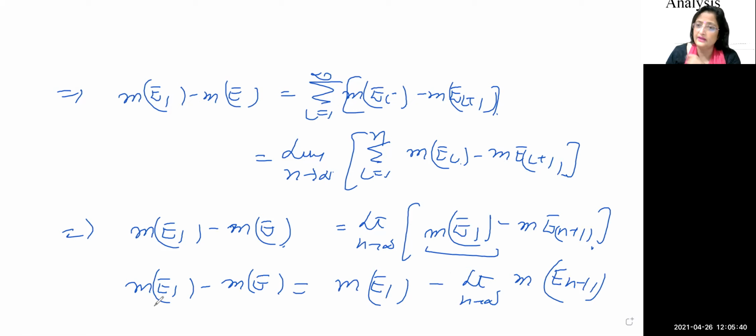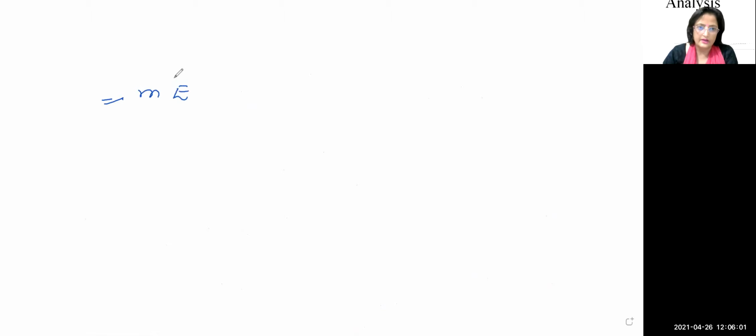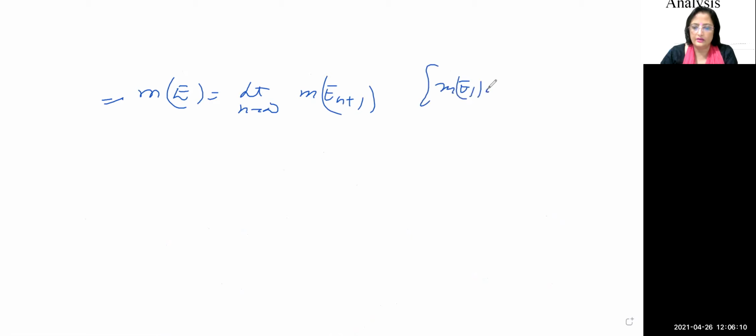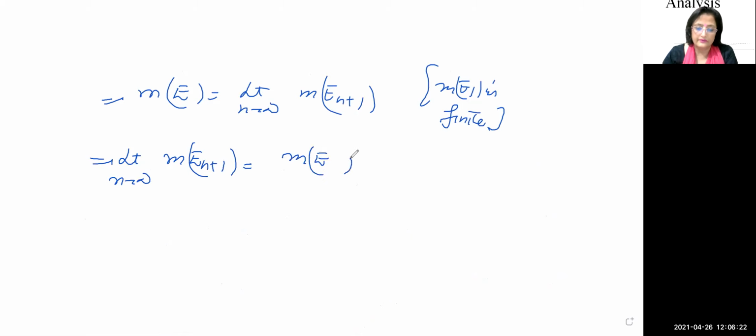Now the measure of E1 is finite. If measure of E1 had not been given as finite, then you can never cancel out measure of E1 and measure of E1. Now finite means its answer is K. If you put K here and K here, K will cancel out, and K is a finite number, right? So you are left with measure of E is equal to limit n tends to infinity measure of En plus 1. And the reason you will give is measure of E1 is finite. It implies limit n tends to infinity measure of En plus 1 is equal to measure of E.